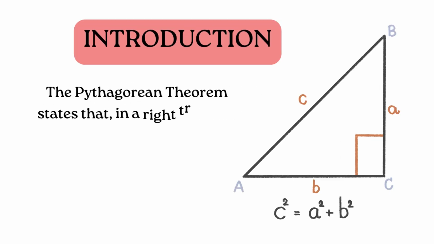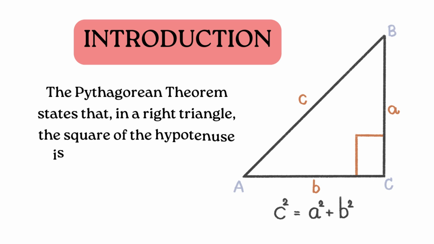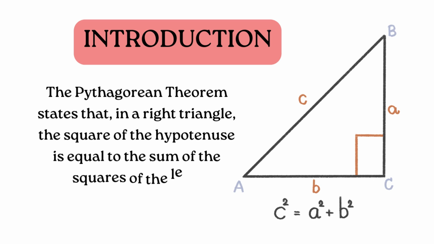So the Pythagorean theorem states that in a right triangle, the square of the hypotenuse is equal to the sum of the squares of the legs.